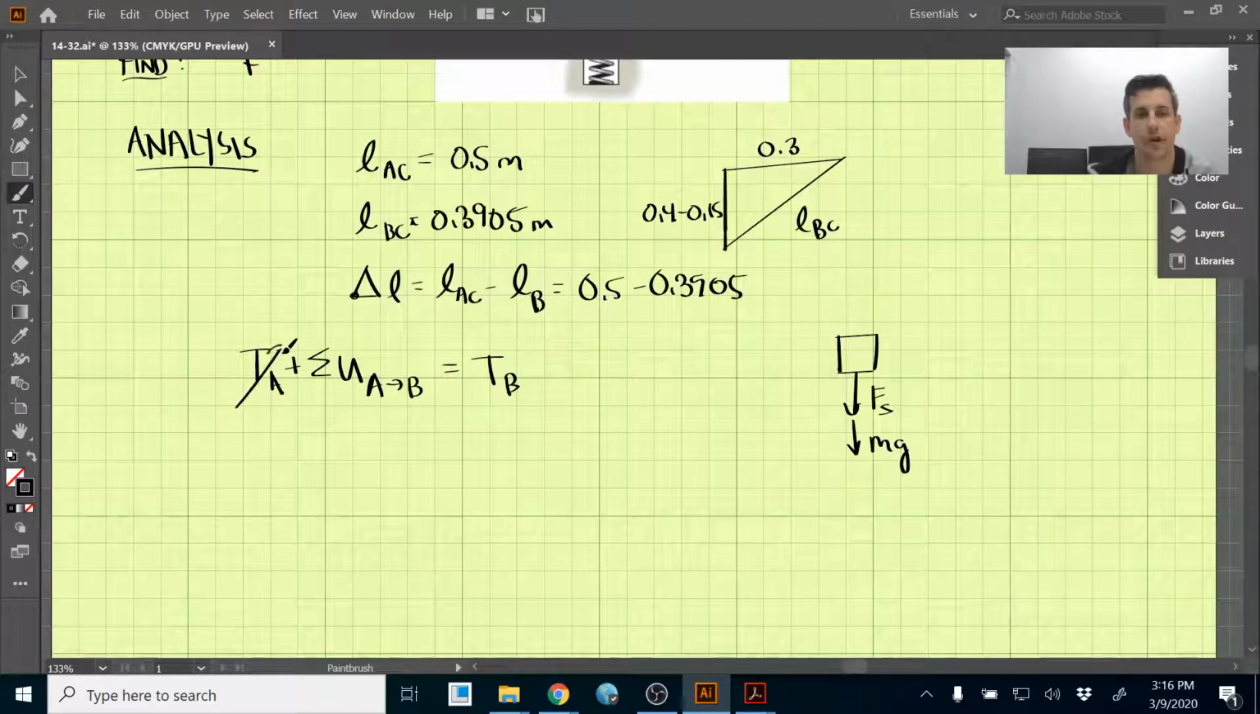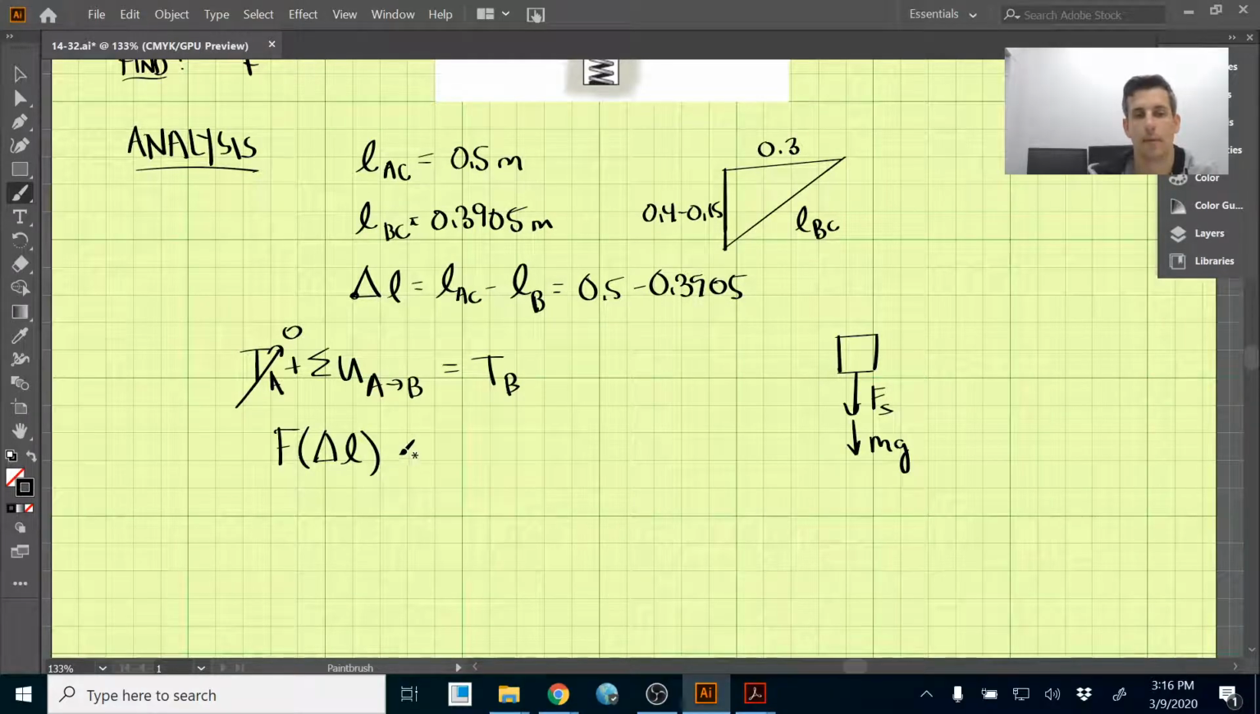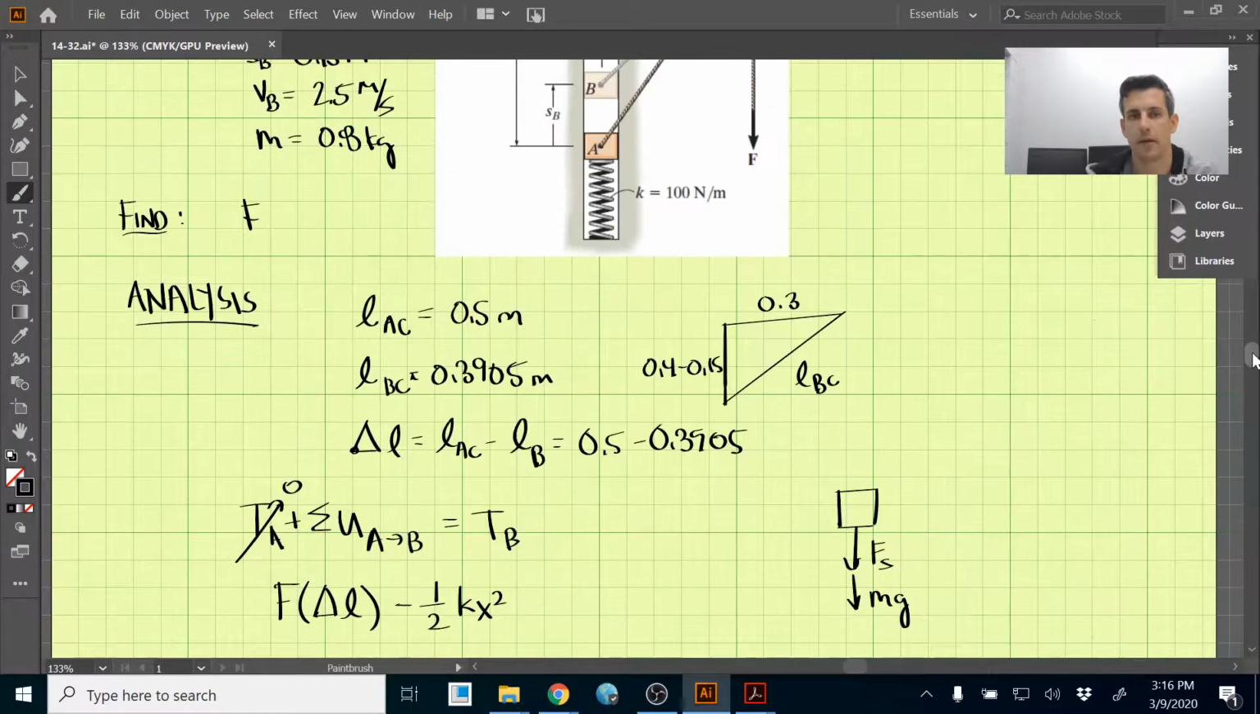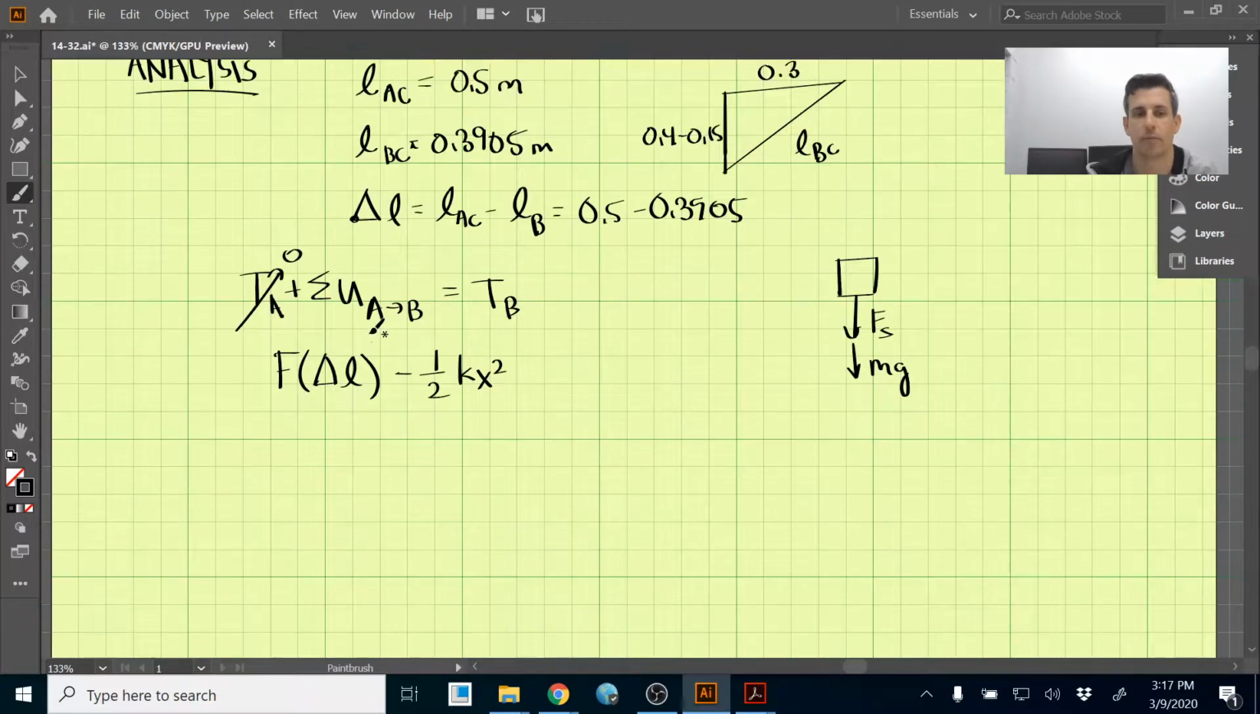We know this is from rest, so this term is 0. For the work terms, we have F, which we're trying to find, times this delta L, which we just worked out up here. And then we have the spring, and if you remember, the spring is 1/2 kx squared. The reason it's negative is because at B here, the force due to the spring is actually downward and the movement is upward. So the movement is opposite of the force, and we get a negative work term through that.